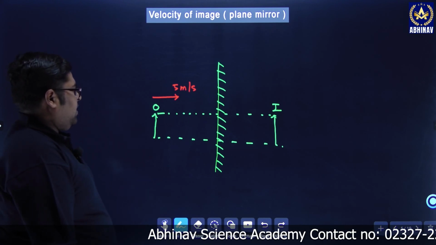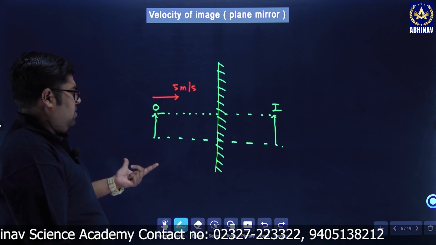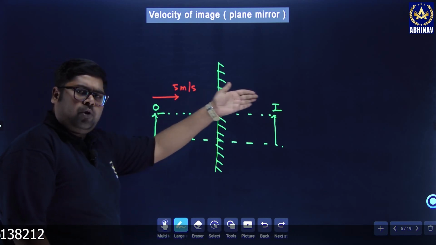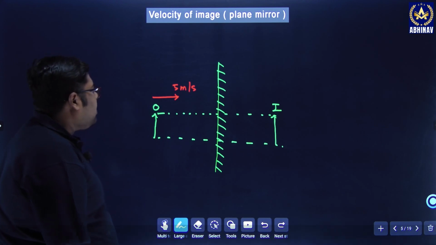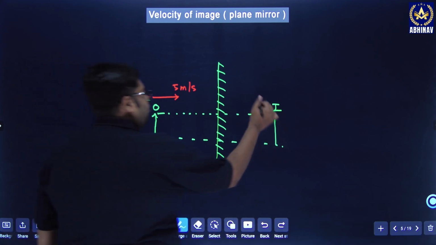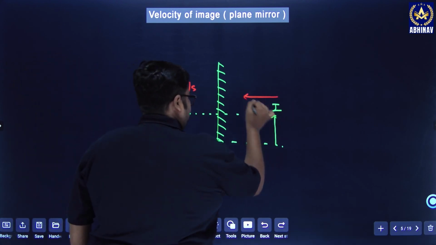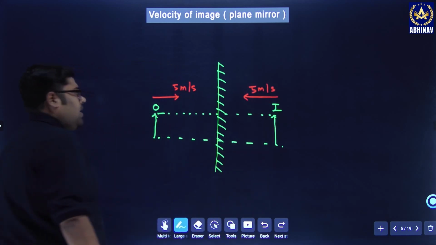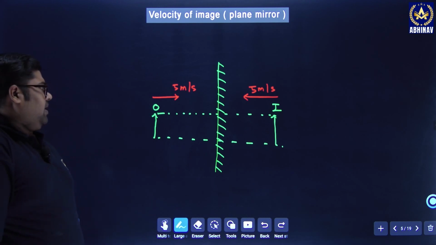5 meters per second. So what will happen to the image? Will the image come towards the mirror or go away from the mirror? What do you think? The image will also approach the mirror. It will also come towards the mirror with the same velocity, that is 5 meters per second.